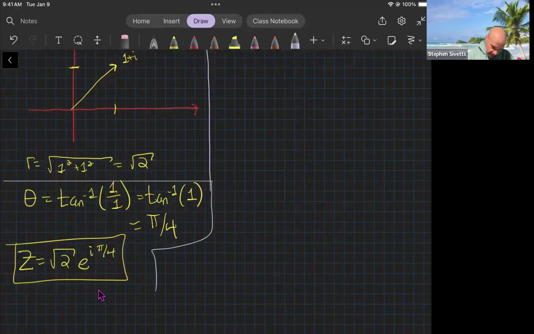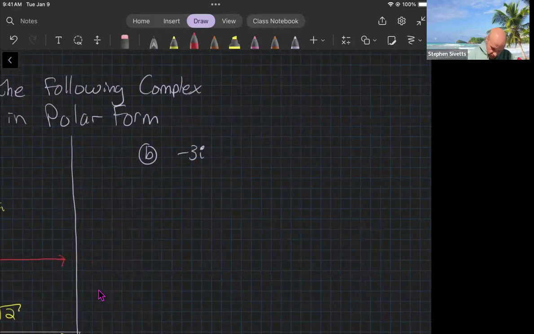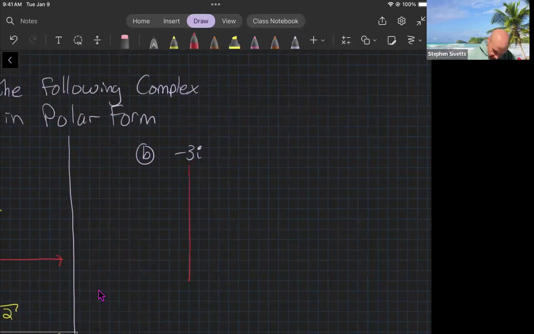Now here's the other example, minus 3i. This one's a little bit tricky, but here's our complex plane. And we want to look at this, so this is minus 3i here.